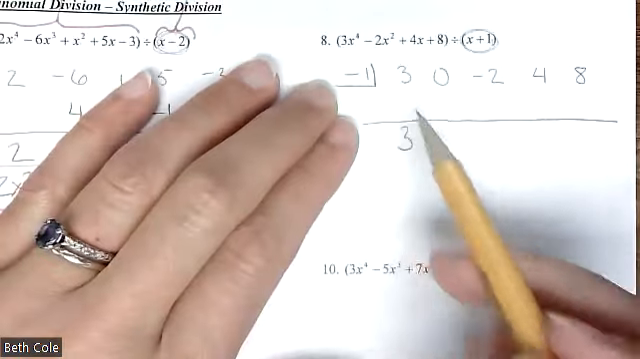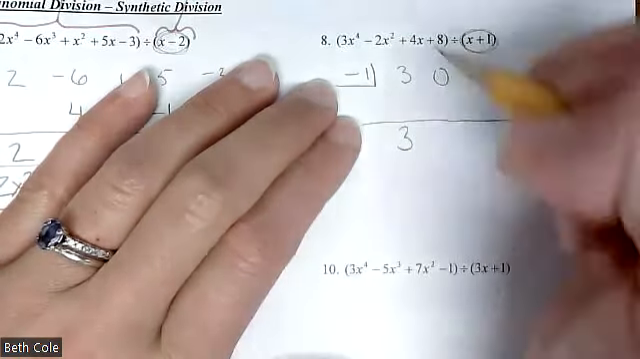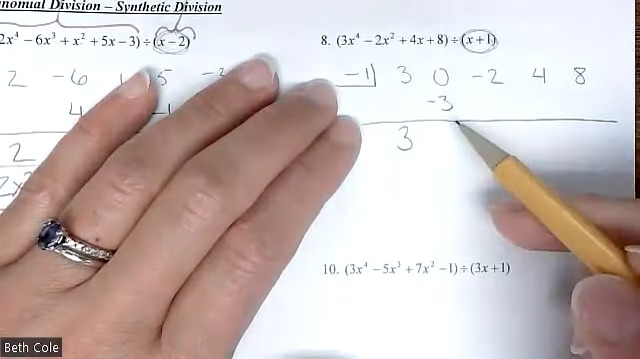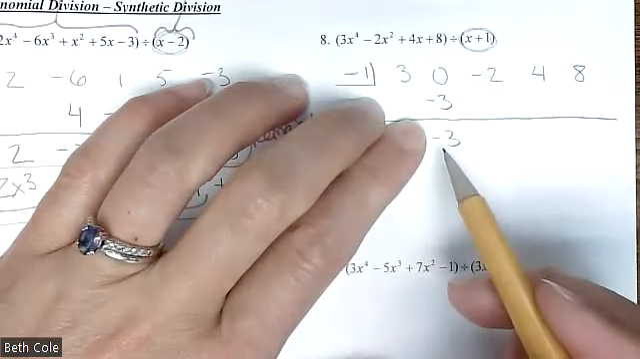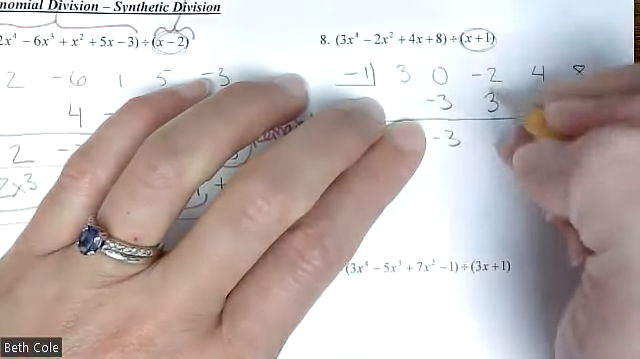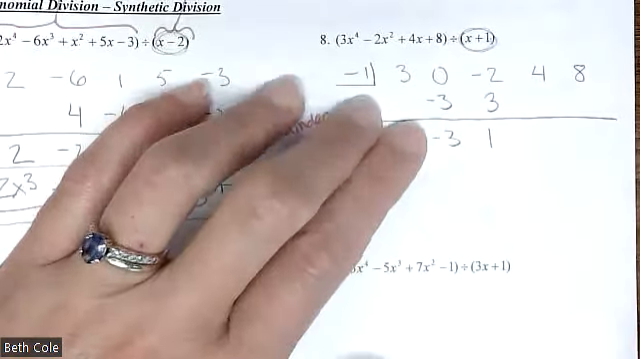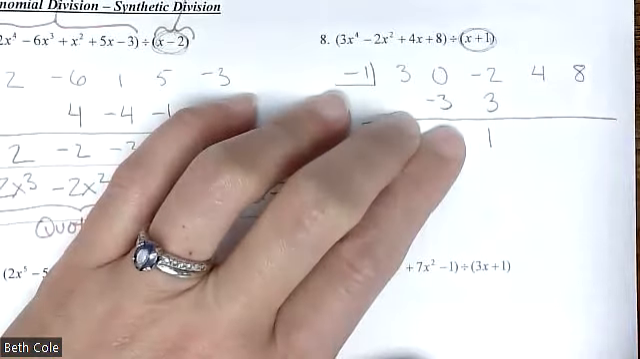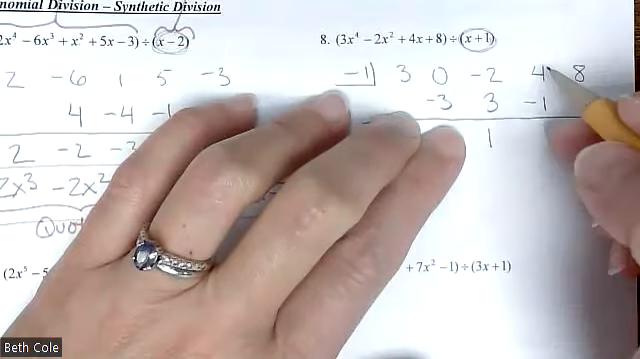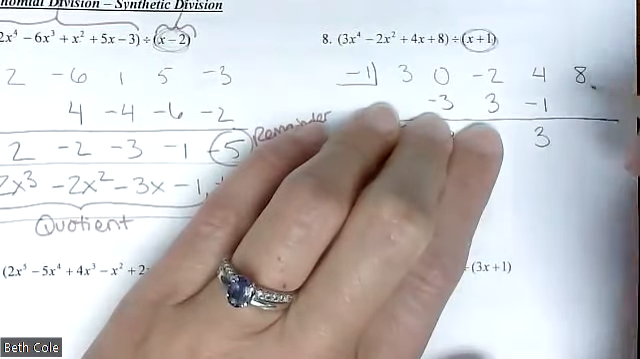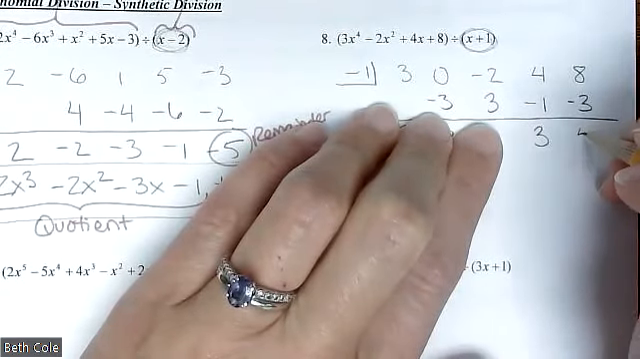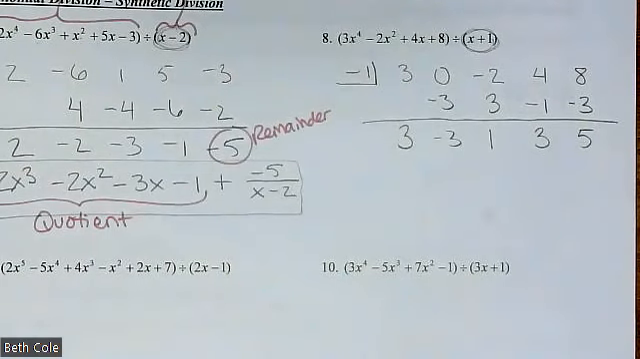You ready? -1 times 3. Good. Add the column. Now do it again. It's cyclic. You just keep doing the same thing over and over again. -1 times -3, 3. Add the column, 1. Beautiful. -1 times 1, -1. Add the column. Perfect. -1 times 3, -3. Add the column. Do you see how all the numbers stayed small and manageable? If that doesn't happen, you have messed up, because I'm not going to do that to you.